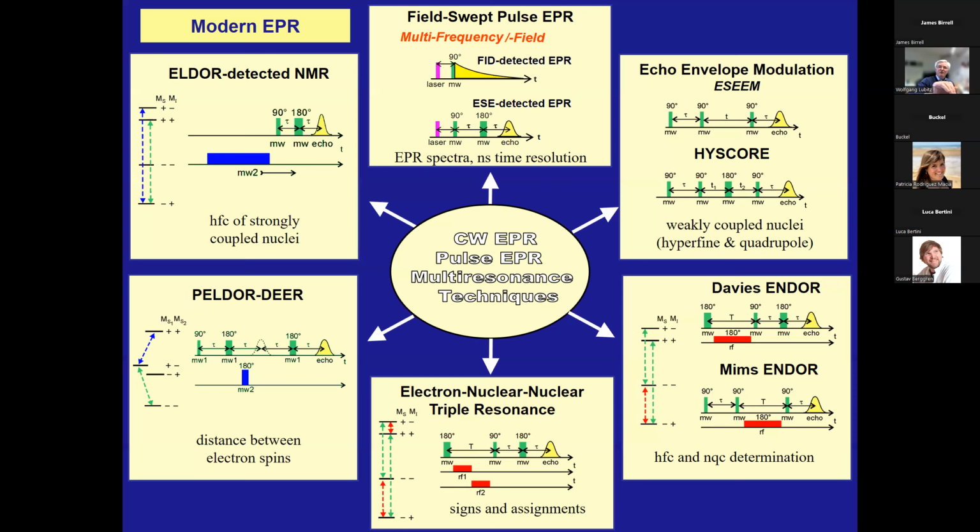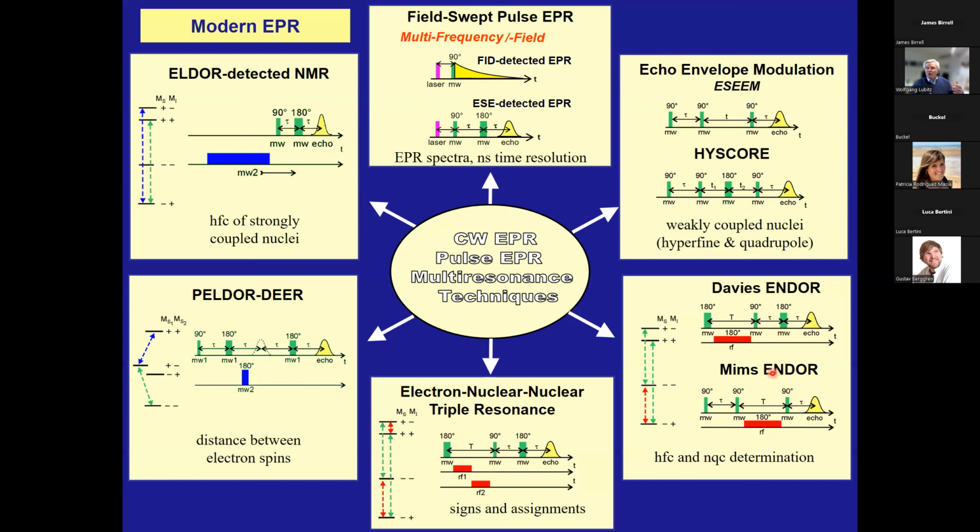We do that with spin echo detection or with Fourier transform, free induction decay detected EPR, and sometimes we see a modulation, and that was the reason that the echo envelope modulation technique was developed. These modulations are caused by the interaction of the unpaired electron with magnetic nuclei in the system. So the hyperfine interaction can be directly measured by these techniques, ESEEM or HYSCORE. I will come back to that later. This is good for weakly coupled nuclei.